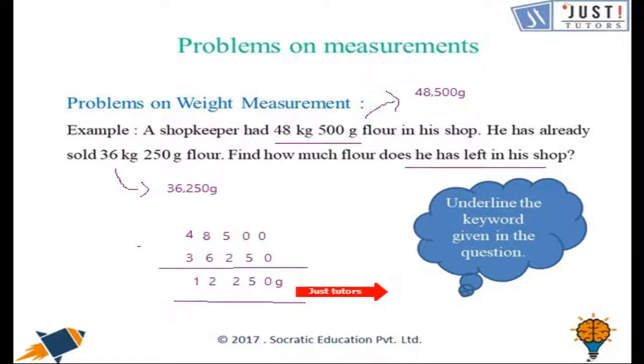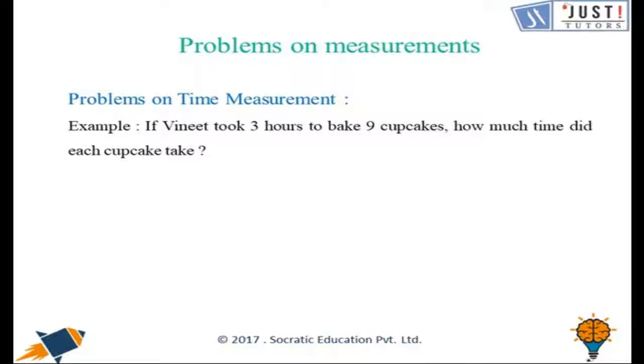Well, I hope that you worked really well with the takeaway problem here. So we can say that 12,250 grams of flour he has left in his shop, or you can write that in kilograms like this. I'll just write it down there for you. So that's 12.250 kilograms, or you can write it like 12.25 kilograms. Now let's move forward towards the next slide and talk about problems on time measurement.